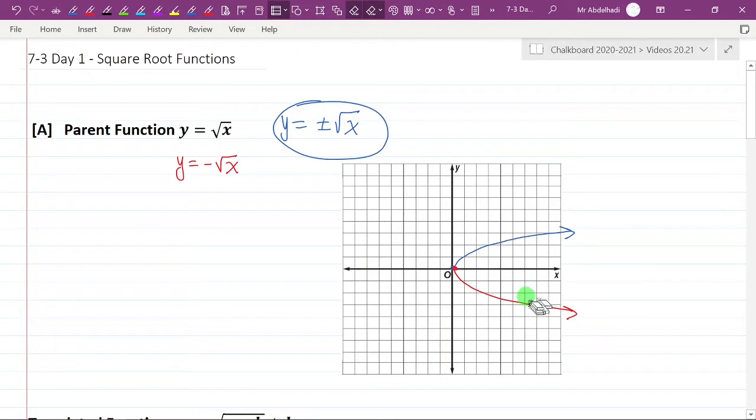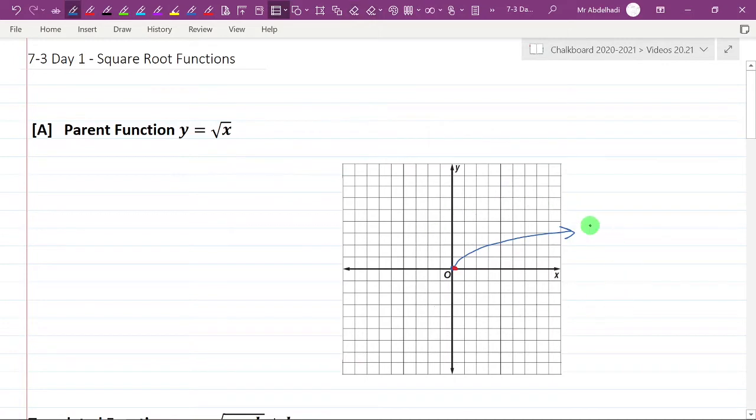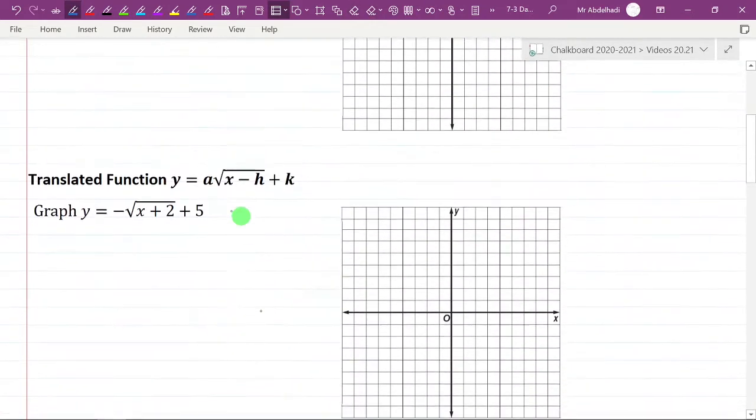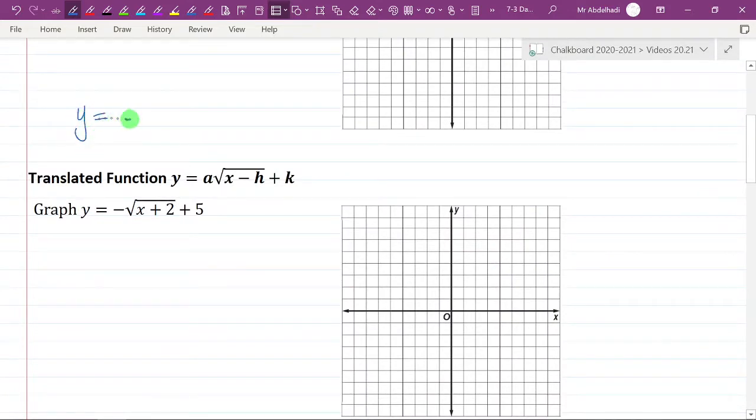Okay, so let's just go back to the parent function. The parent function is this shape right here, and this is what we're going to start with. Now, what if you want to move it around? Well, like I said a minute ago, for a parabola, y equals x squared was the parent, and then if you wanted to move the parabola around, you would introduce a minus h for the horizontal shift, a plus k for the vertical shift, and an a for the stretch.